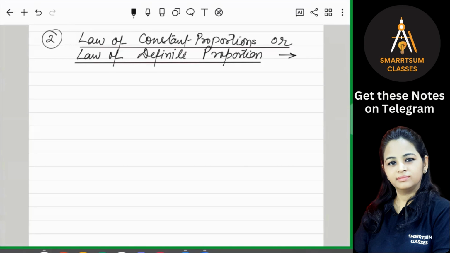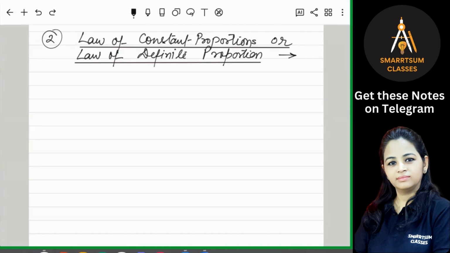Now, look at the second law of chemical combination, and that is the law of constant proportions or law of definite proportion. Right? This is the second law of chemical combination. First law is law of conservation of mass, and now the second law is law of constant proportion or law of definite proportion. Now, according to this law, in a chemical substance or a compound, the elements are always present in definite proportion. Here, proportion means ratio, right? They are always present in some definite ratio by mass.